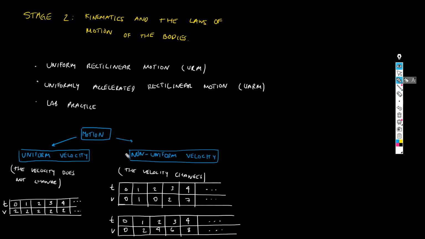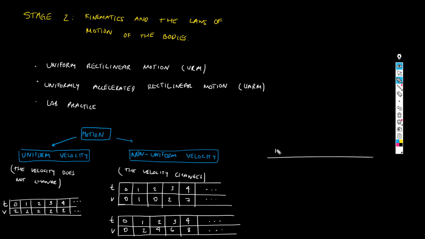Okay, so let's discuss each of these types of classifications: uniform velocity and non-uniform velocity. So what is uniform velocity? Uniform velocity simply means that the velocity does not change. The velocity of your particle does not change. In here I have a little table. This row represents the time, and let's suppose it's measured in seconds. And this row in here gives you the velocity in meters per second of a certain particle.